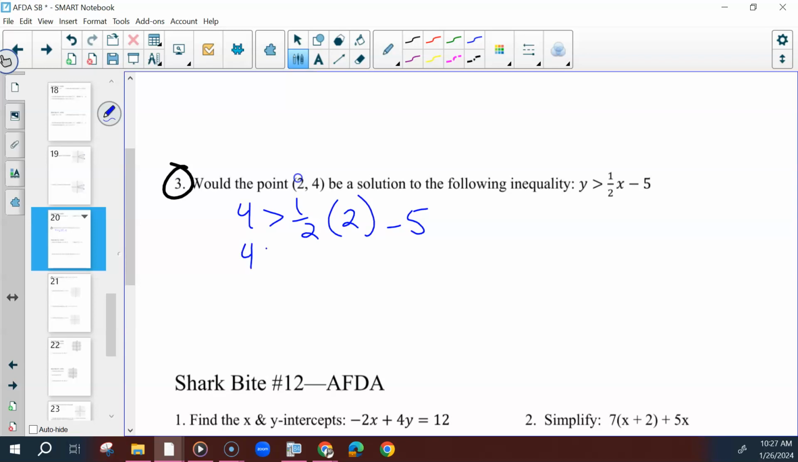So this would be 4 is greater than 1 minus 5. And 4 is greater than -4. Is this true? Yes. So because this is true, this would be a solution. If it were false, then no.